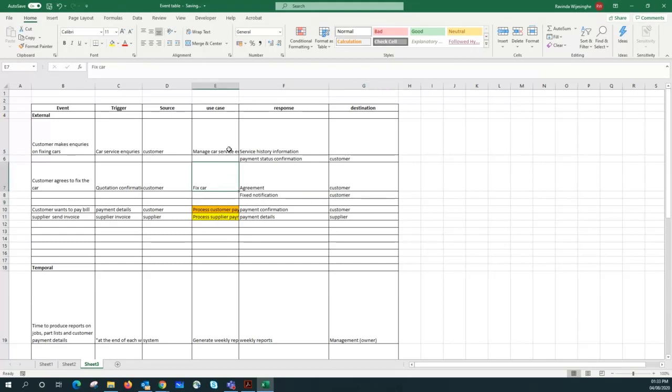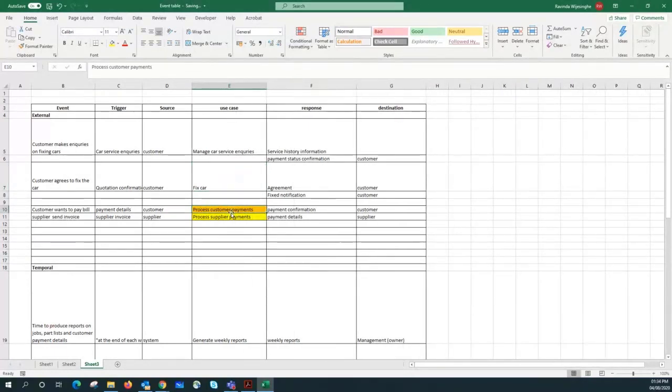Okay, so what else do we need? Now the customer wants to pay the bills, right? So I have one use case here, process customer payments. I will leave this as is, because we need to process. And then the supplier payments, right? Now remember the supplier payments: when you buy the parts from the supplier, we need to pay. So the process supplier payment, I will leave this as is, okay?